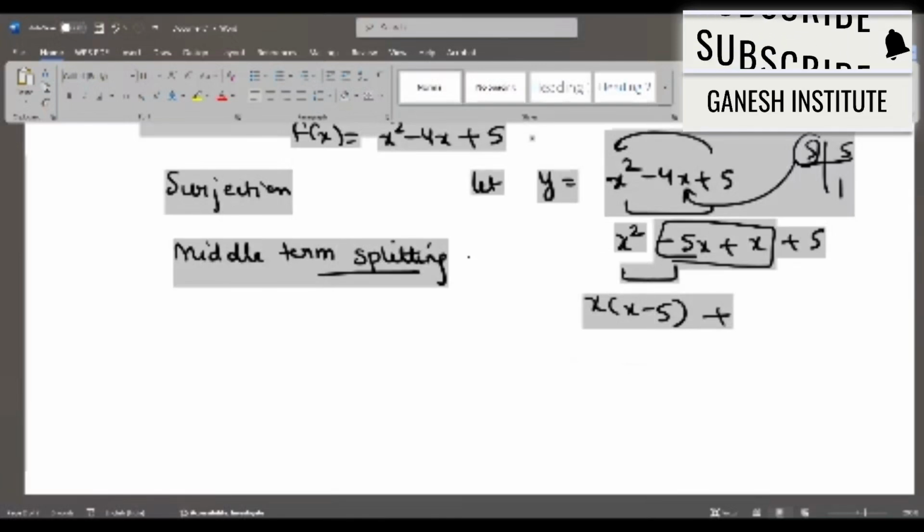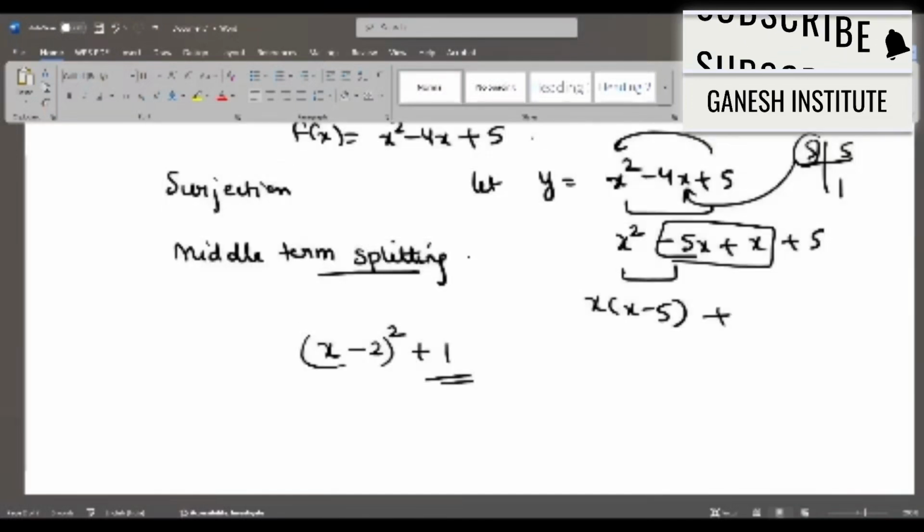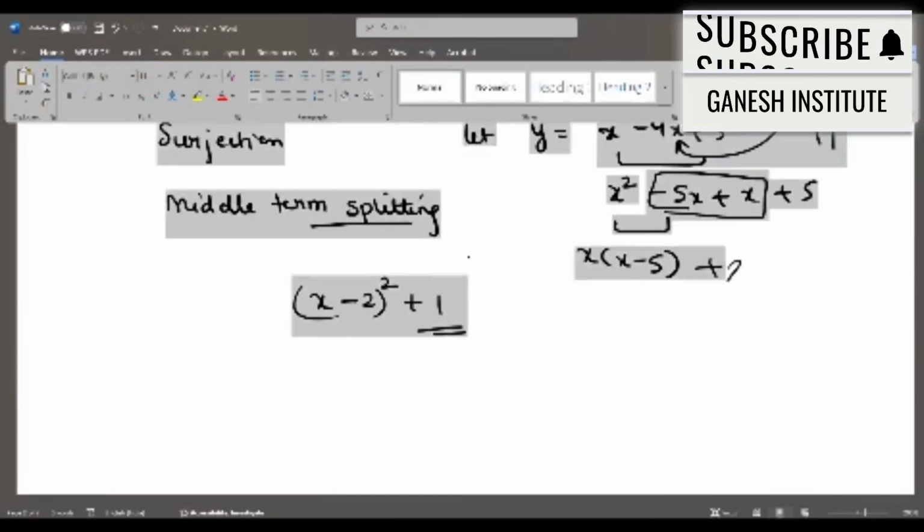but it is not satisfying. Just take 5 ones are 5. x minus 2 squared plus 1. Okay, what did you do? x minus 2 squared plus 1. Okay. You did the completing the square method, right? Yeah. Okay. So this is your y.